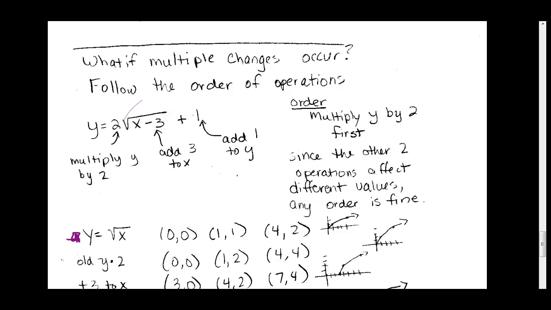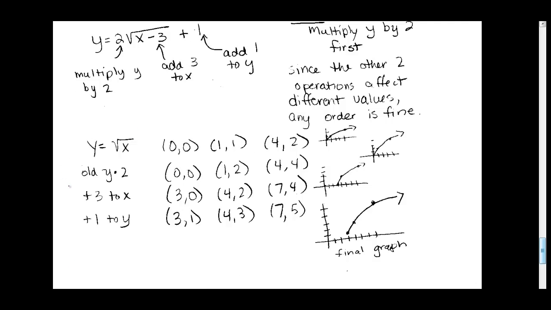Then I'm going to do my multiplying first. I'm going to take my old y, multiply by 2. 0 times 2, 1 times 2, 2 times 2. Okay, we need to finish it off. We've already done the multiply y times 2. So let's add 3 to x and add 1 to y. It doesn't matter which order you do those in because they're affecting different values. So here I added 3 to each of my x's, added 1 to each of my y's. Could have even done those at the same step. And here's my final graph.